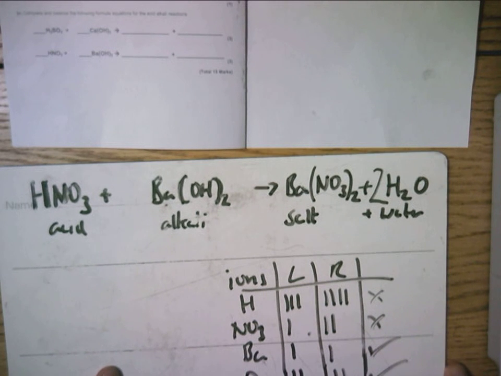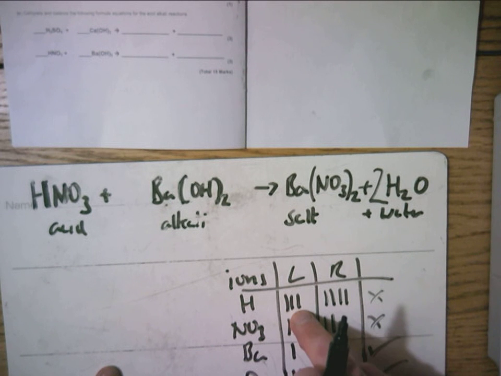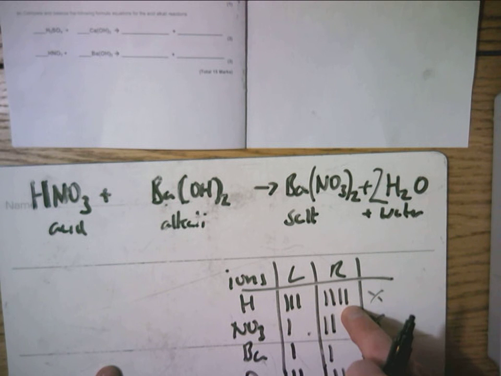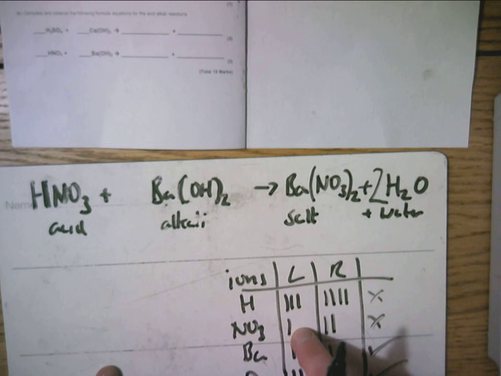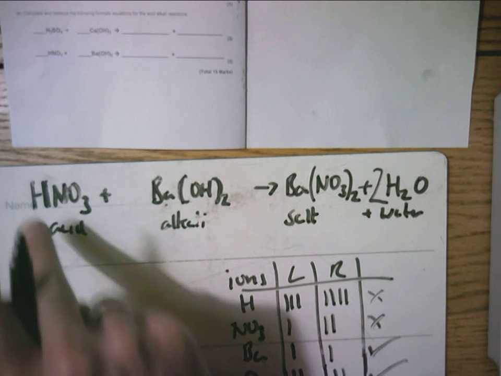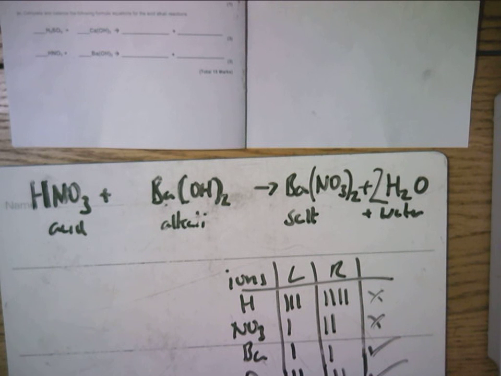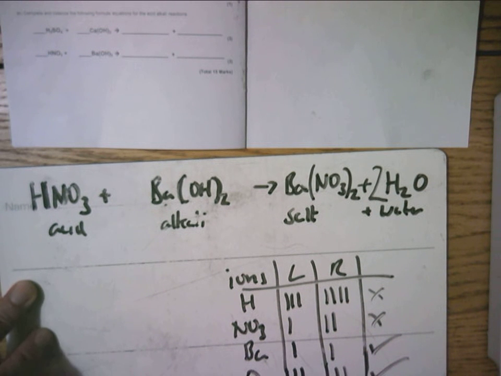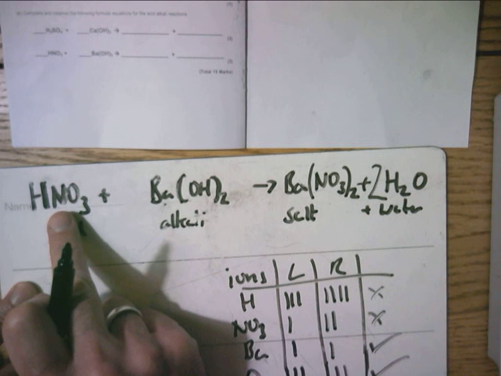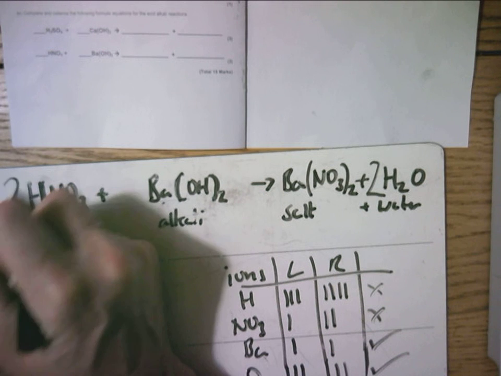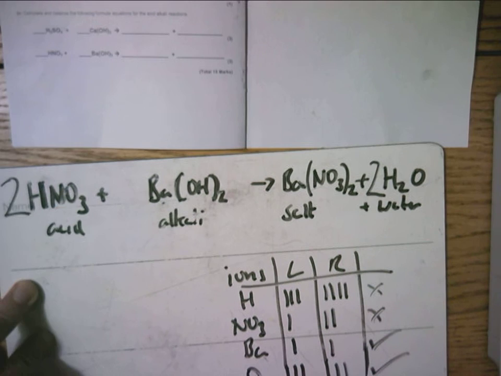So, I need to go again. I'm now short of hydrogens on the left-hand side because 3's turned into 4, can't have that, and nitrates 1 turns into 2. So how can I add more hydrogens and more nitrates on the left-hand side of the arrow? I can't change the formula of nitric acid, but what I can do is add a big ratio number. When I add the big number, I now immediately do a recount.